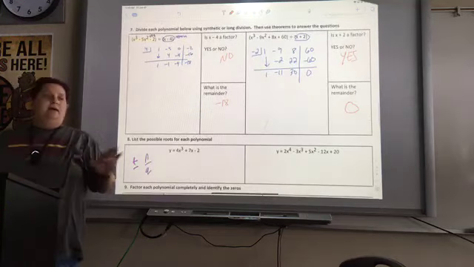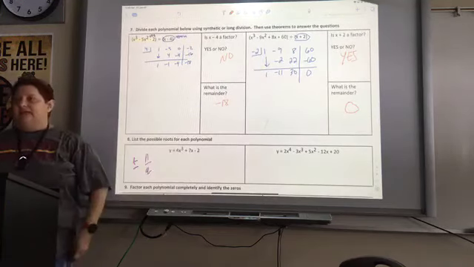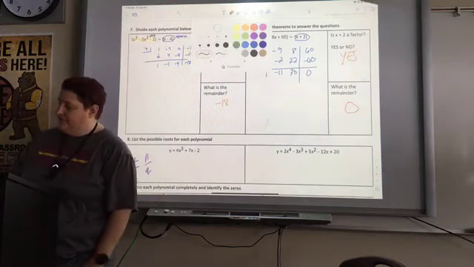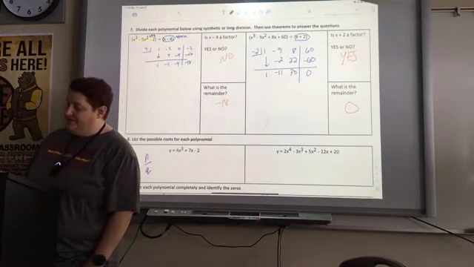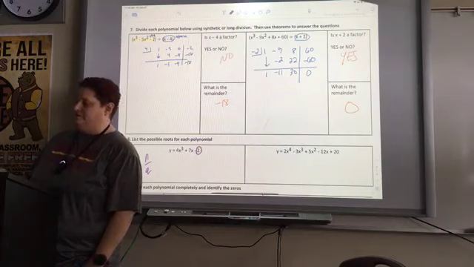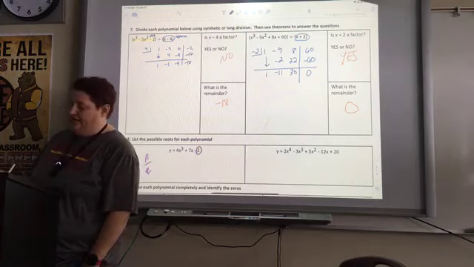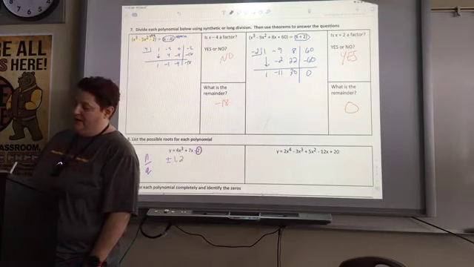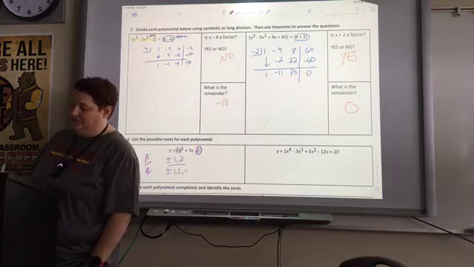Okay, guys, number 8 is to make our list. Now look at how this goes. The p's are the factors of the last number. Don't worry about if it's plus or minus, because we put a plus or minus on it anyway. It's plus or minus 1 and 2. The q's are the factors of the first number. That's 1, 2, and 4.